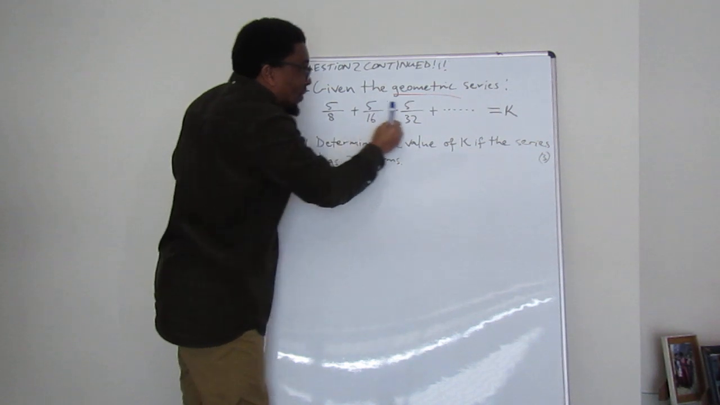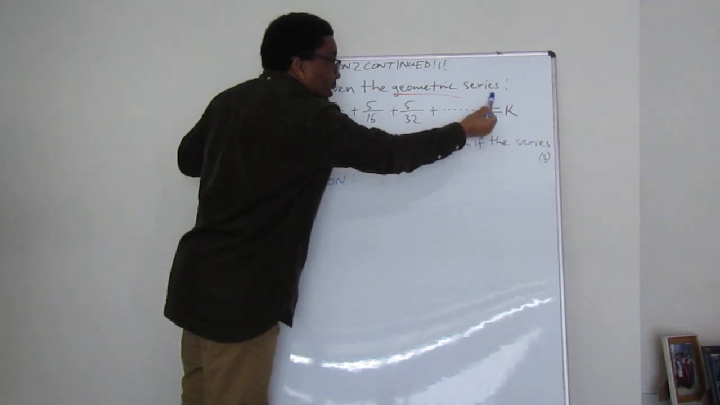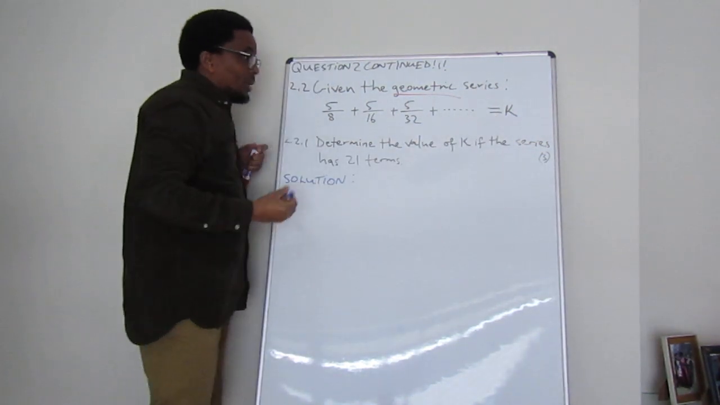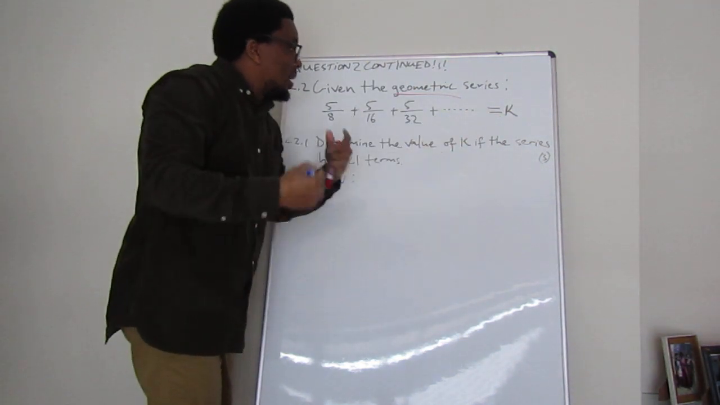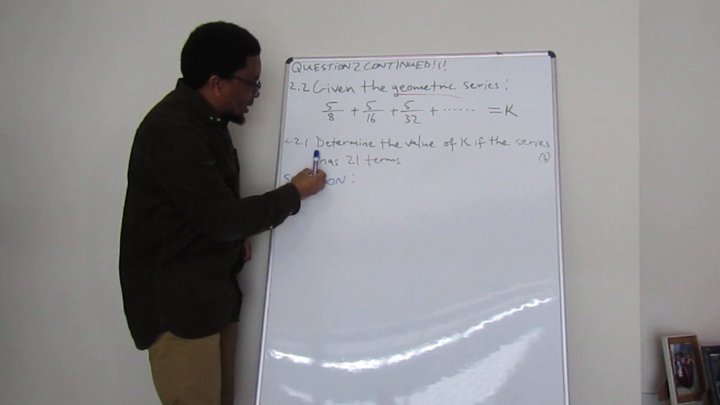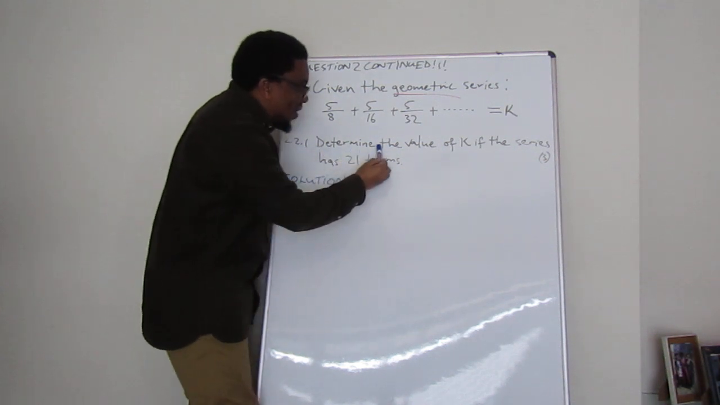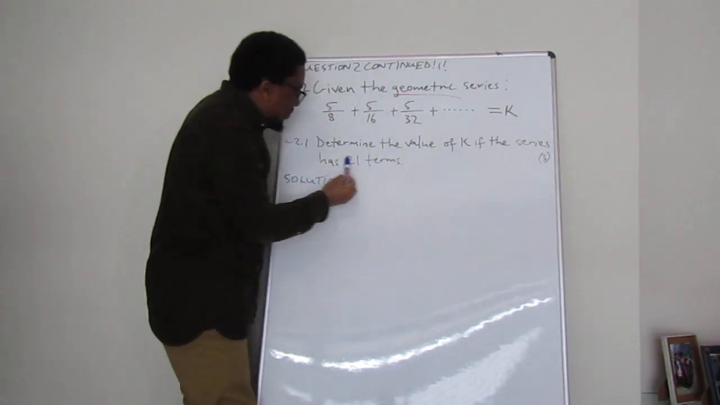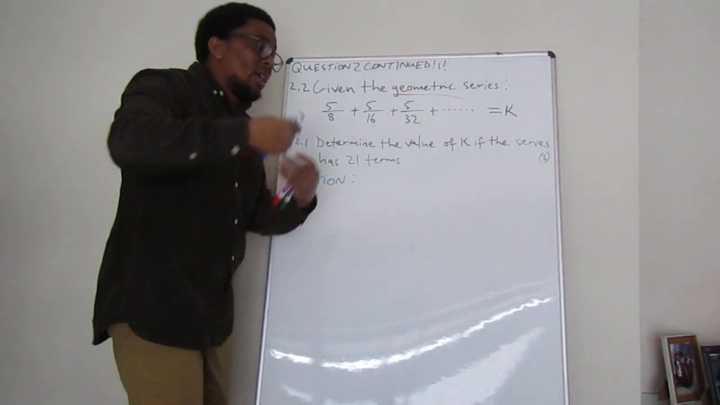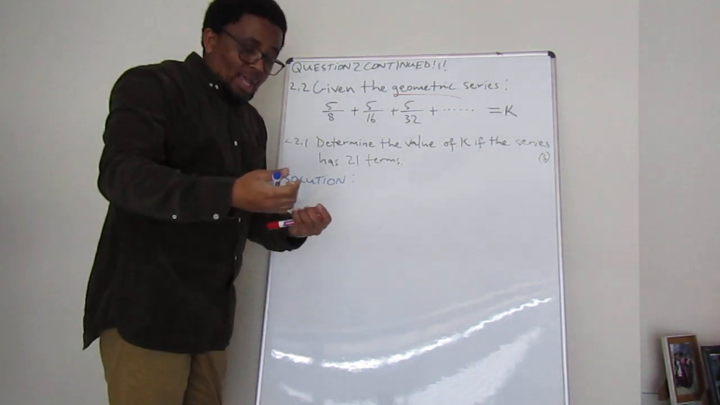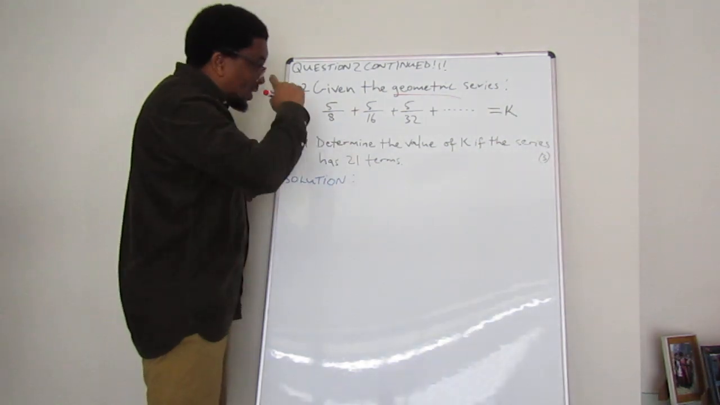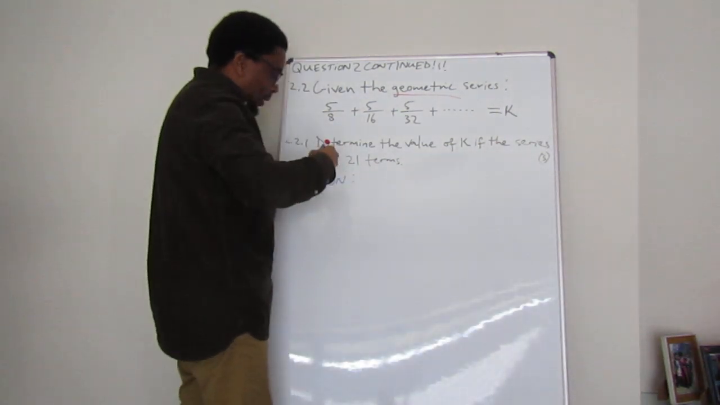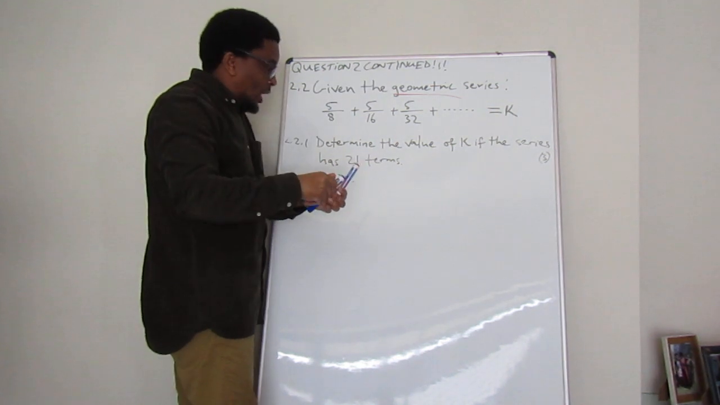Now, all of these give what's called K. That is the summation of that geometric series. Now the question says, determine the value of K if the series has 21 terms. So in a nutshell, here you'll go to your formula sheet.